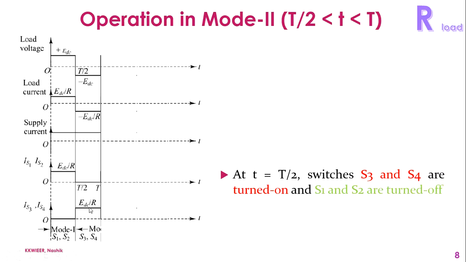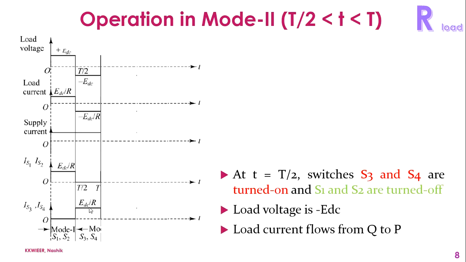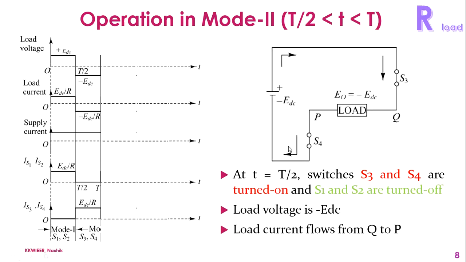Here you can see, at T by 2, the switches S3 and S4 are turned on and S1 and S2 are turned off. So the load voltage across this PQ line will be minus EDC, a negative voltage, as current flows in this direction, Q to P. And these are the waveforms for the second mode of operation, where the load current is negative, the load voltage is also negative, and S3 and S4 conduct while S1 and S2 are turned off.